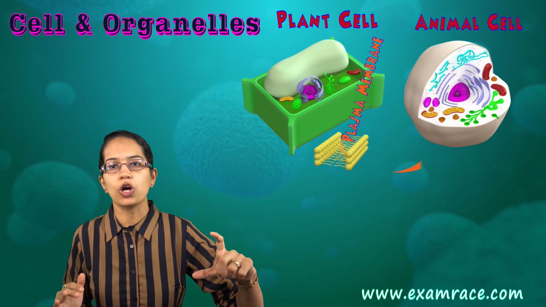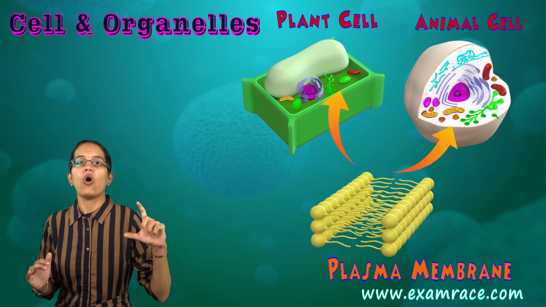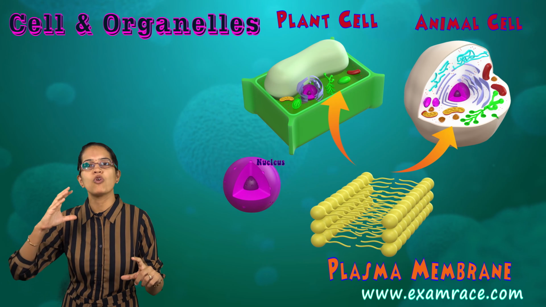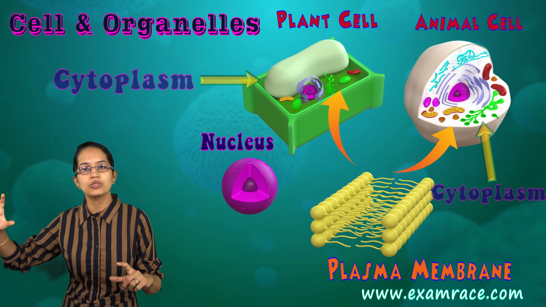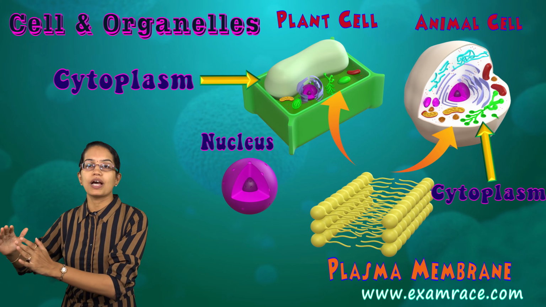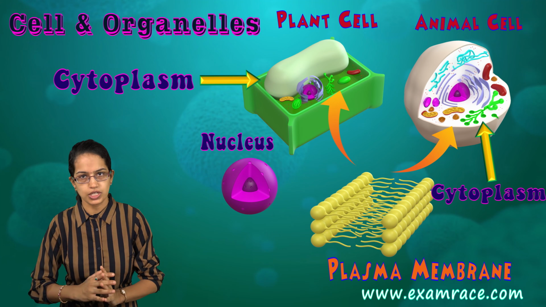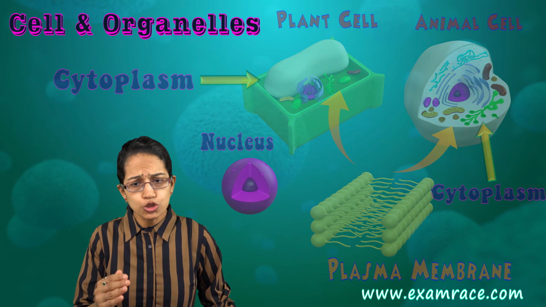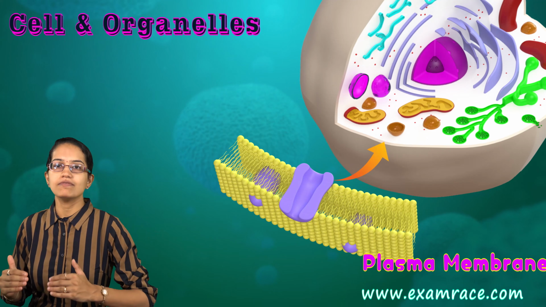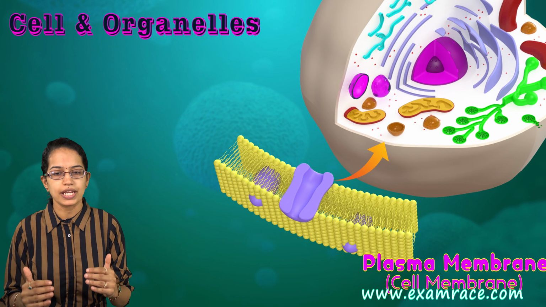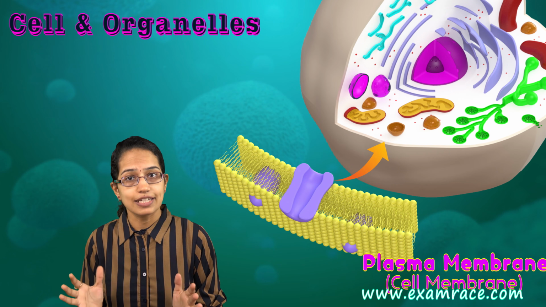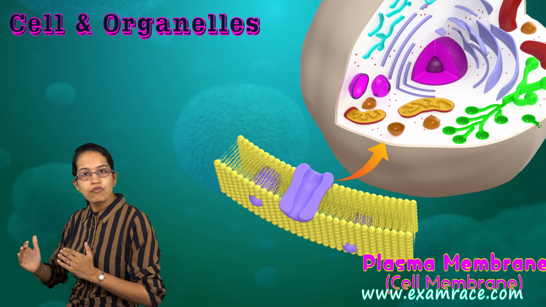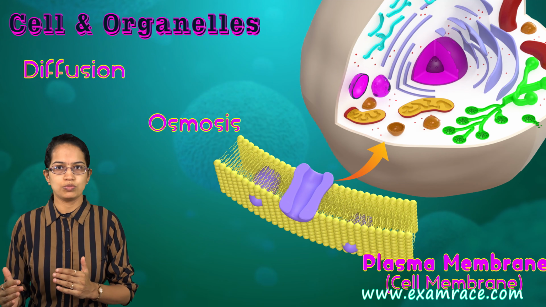We will first talk about the cell membrane or the plasma membrane, then we will focus on the nucleus, and finally on the cytoplasm. Within the cytoplasm, we will understand the various cell organelles that are present. So talking about the plasma membrane, which is also known as the cell membrane: the cell membrane is selectively permeable. Now there are two functions, diffusion and osmosis.